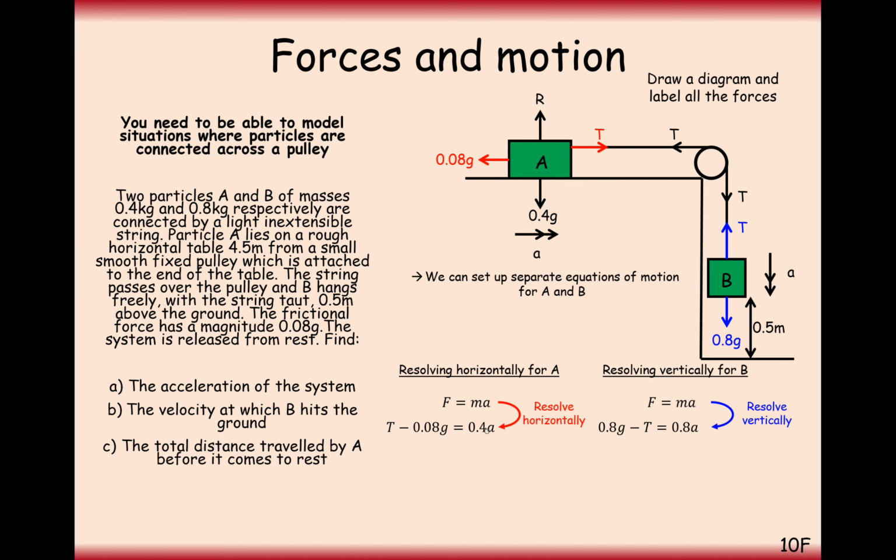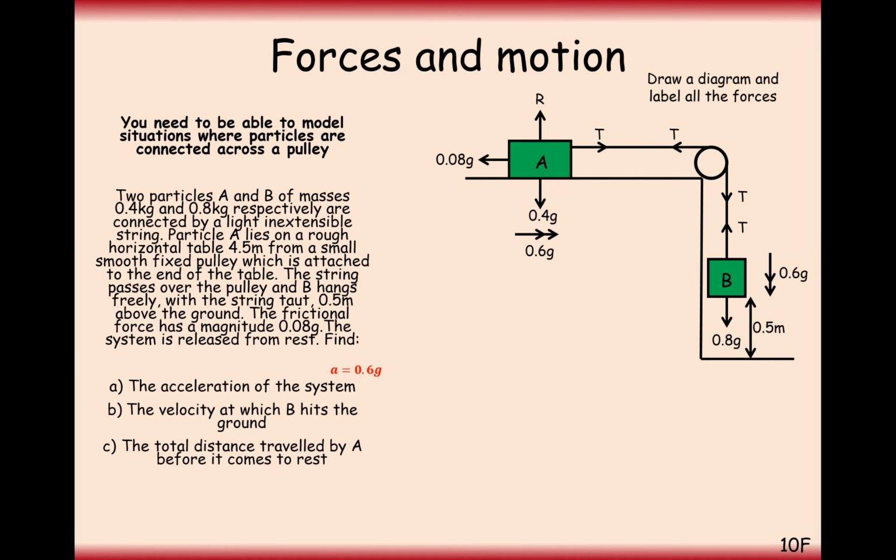And again here you can see that we've got a negative T and a positive T. Add the equations together and they'll cancel out. So we get 0.72g equals 1.2a. So divide through by 1.2 and you get 0.6g as your value for a. Now I suggest you could turn this into a decimal, but it's more accurate, a bit like leaving your answer in terms of pi, to leave your answer in terms of g, 0.6g.